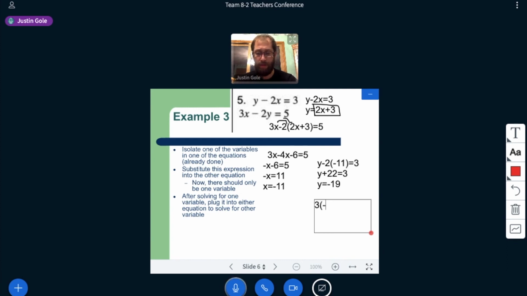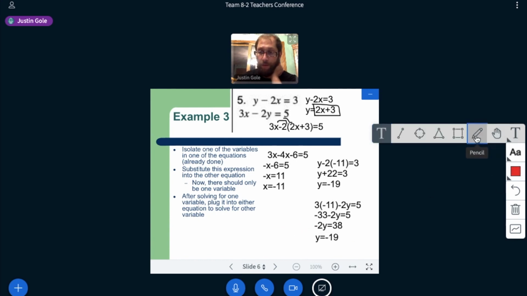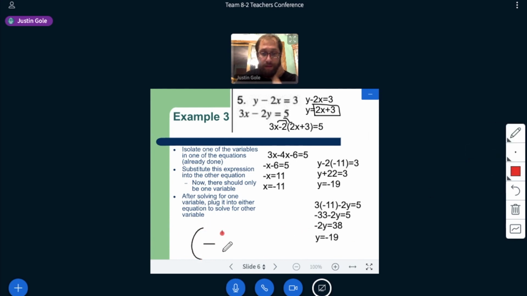3 times negative 11 minus 2y equals 5. Negative 33 minus 2y equals 5. I'm going to add 33. Negative 2y equals, when I add 33, we get 38. And when I divide by negative 2, we get y equals negative 19. So either way, we got negative 11, negative 19.